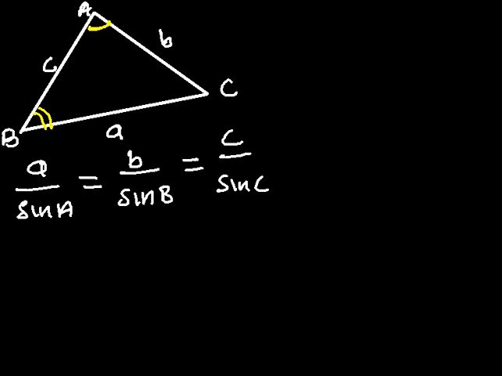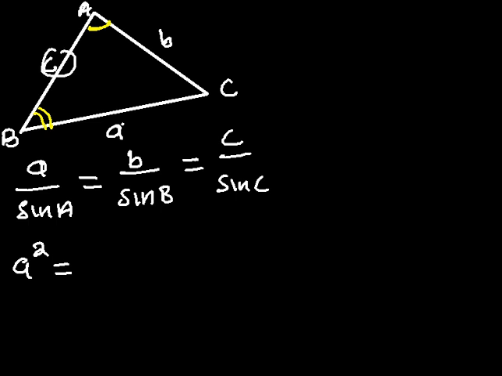Now, how about the cosine law? The cosine law states that, let's say we are interested in finding the value of the side a. According to the cosine law, a squared is the same as the summation of the squares.